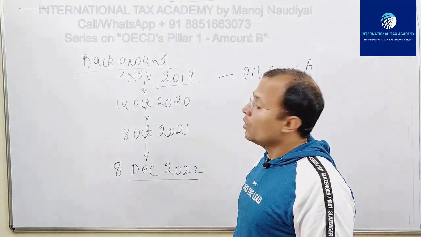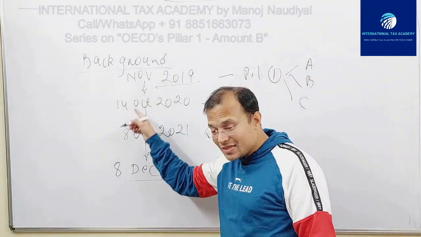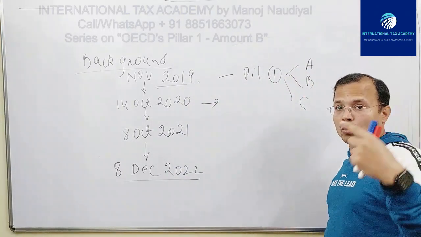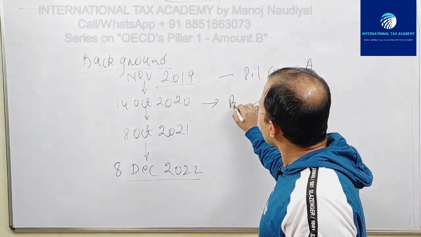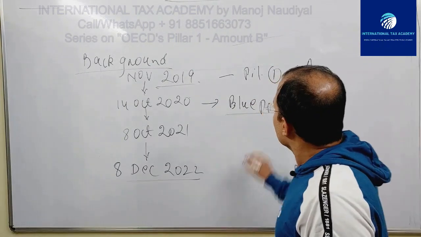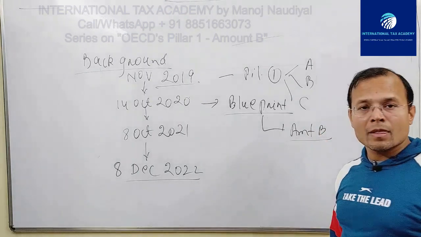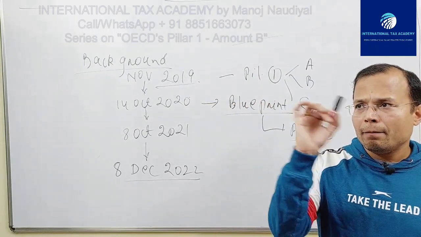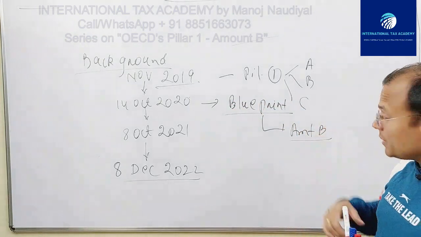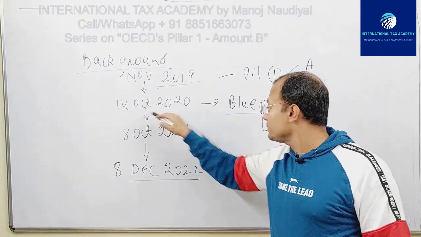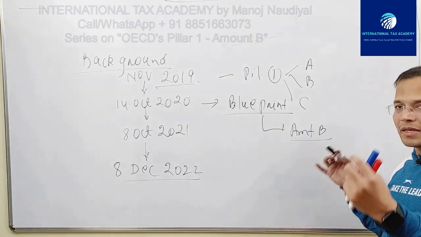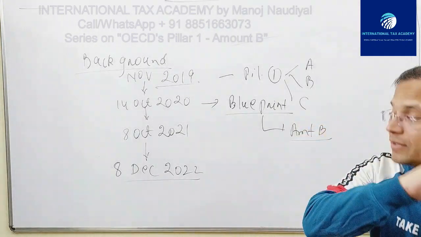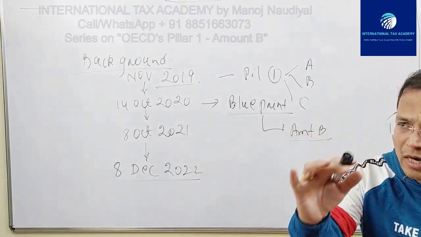Turn one year, you reach 14th October 2020. On this date, OECD had released a number of blueprints: blueprint for Pillar 1, blueprint for Pillar 2 and so on and so forth. Now, the blueprint for Pillar 1 mentioned Amount B as something that would streamline the process of pricing of baseline marketing and distribution activities. I again repeat, in this blueprint released on 14th of October 2020, Amount B was hypothesized as something which would streamline the process of pricing of baseline marketing and distribution activities, right?